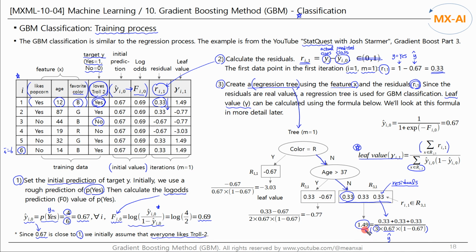The second leaf node has a leaf value of -0.77. The first leaf node has a leaf value of -3.03. In this way, we calculate the gamma, which is the leaf value of every data point. The gamma of the first data point is 1.49, because it belongs to the third leaf node. And the gamma of the fourth data point is -3.03, because it belongs to the first leaf node.